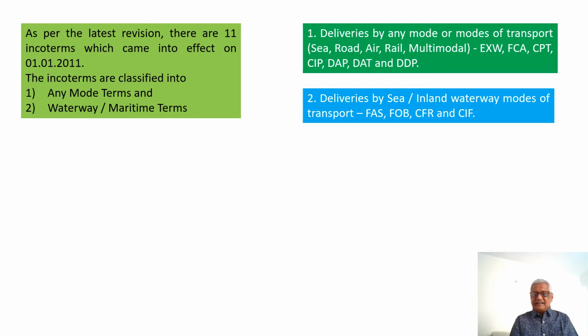And the second part is deliveries by sea or inland waterway modes of transport. There are 4 Incoterms covering this. They are FAS, FOB, CFR, and CIF. Let us understand each one of them.